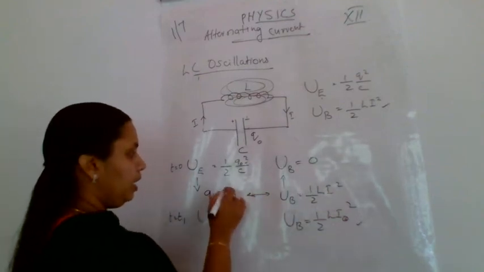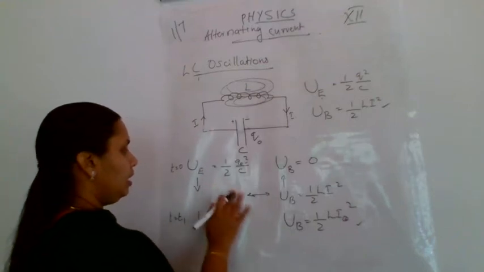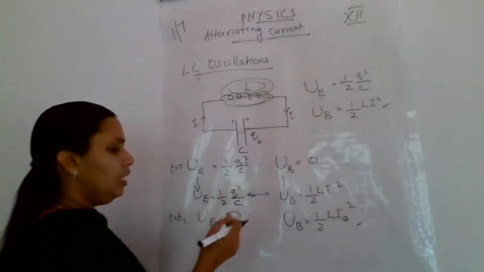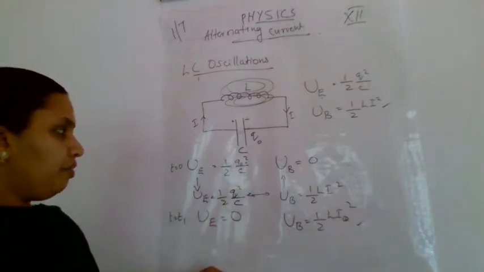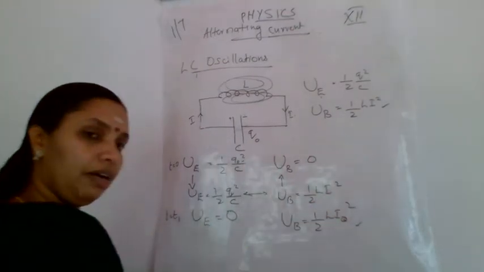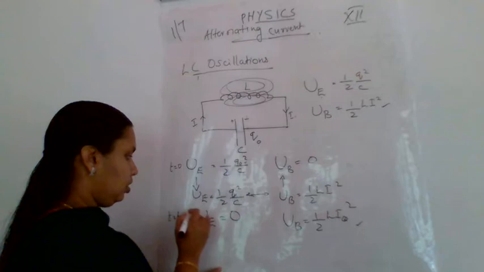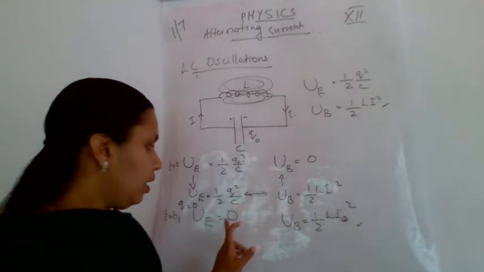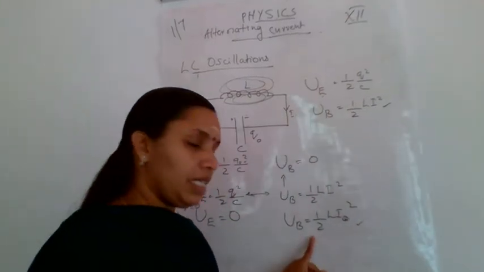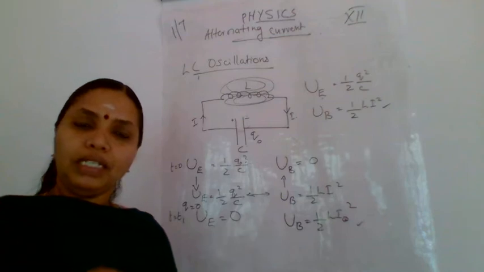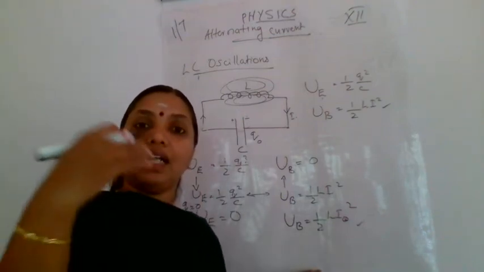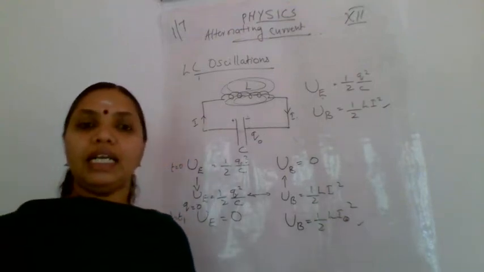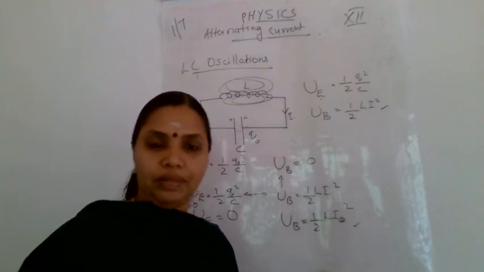Okay, so this is the case. It comes in between. Here we can write UE is equal to half Q square by C, where Q is the amount of charge at an instant of time, and the inductor energy is half Li square. Then after some time, it is completely discharged, that is, Q becomes 0 here. So, the energy becomes 0 across the capacitor and the energy becomes maximum across the inductor. So, what is happening here? The electrical energy is converted to magnetic energy. Now, the electric energy is completely converted into magnetic energy.